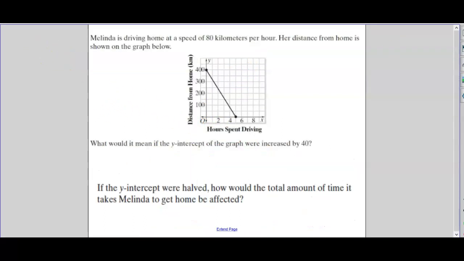All right, so in this one, we're looking at Melinda, and Melinda is driving home at the speed of 80 kilometers per hour. Her distance from home is shown on the graph. That's why we have a negative slope, because she starts at a certain distance. At 0 hours spent driving, she's 400 miles from home. But then as we go over time, it looks like we get to 5, because I think these each go up by 1 on my x-axis. By the time she gets to 5 hours, which makes sense if she's going 80 kilometers per hour, she would make it all the way back home. Her distance would be 0.